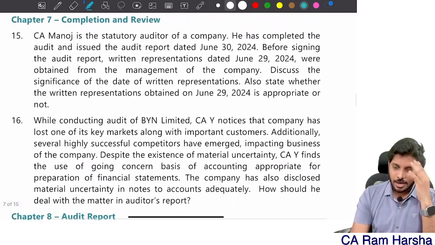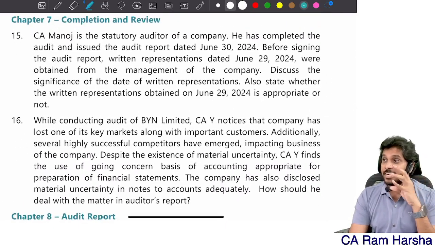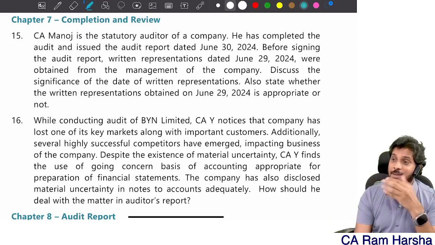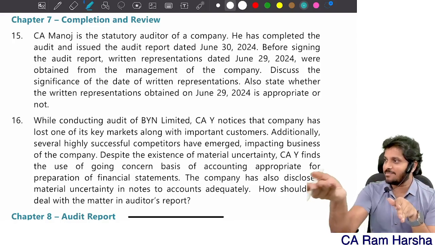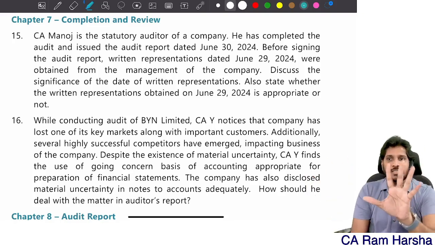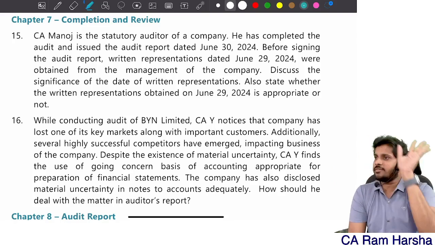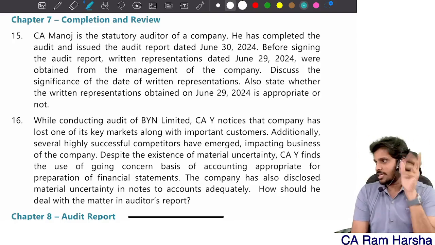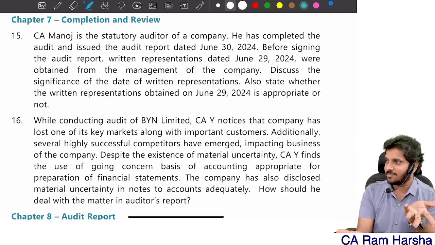Completion and review. Earlier, RTPs used to have very different and complex questions, but now RTPs are very simple. MTPs are different, because for the main exam they're testing difficult questions. Whatever standard we saw in the MTP, the same standard will be in the main exam also. It will not be more than that, because already that's heavy.